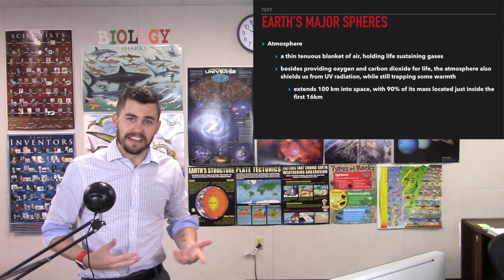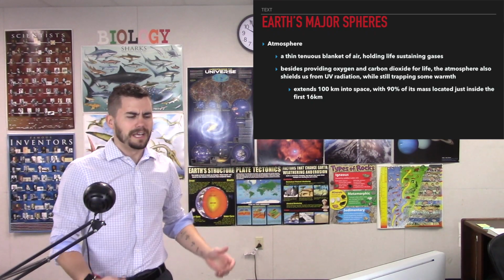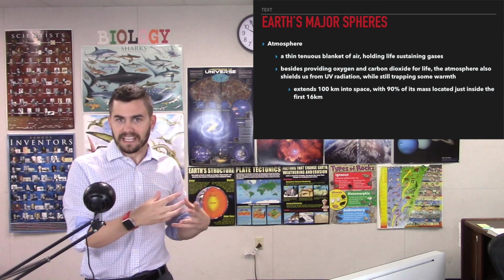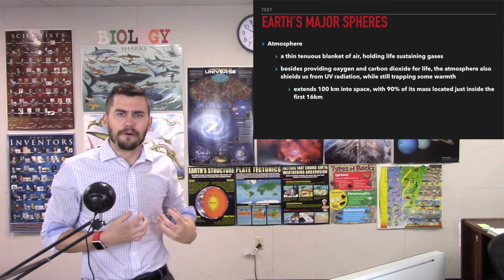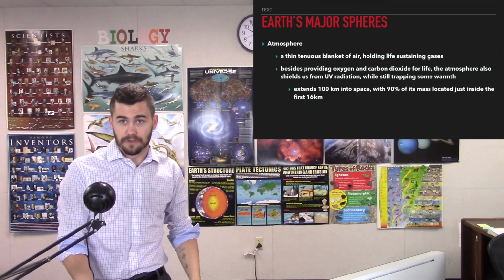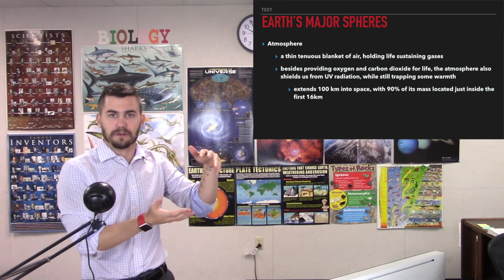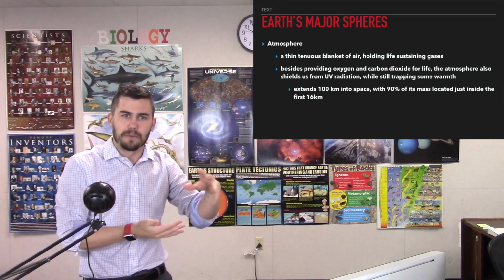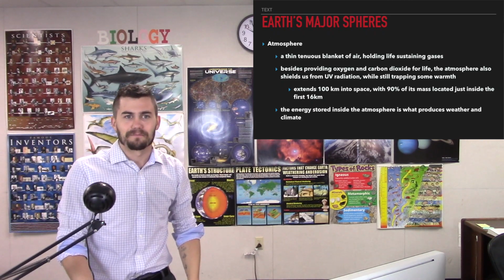So the extent of the atmosphere is it goes really about 100 kilometers into space, but the vast majority of all the molecules of our atmosphere, thanks to gravity, are pulled down very close to the Earth. So about 90% of the atmospheric molecules are concentrated in the bottom, 16 kilometers in this case.